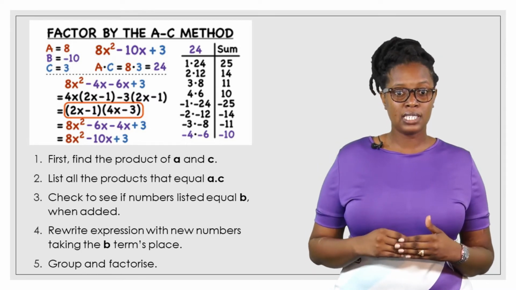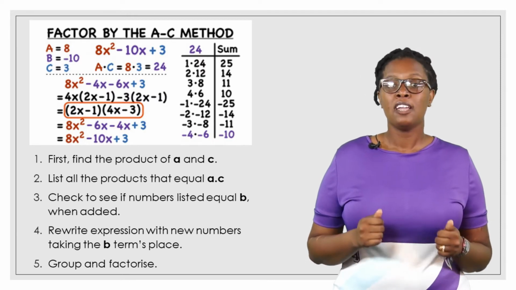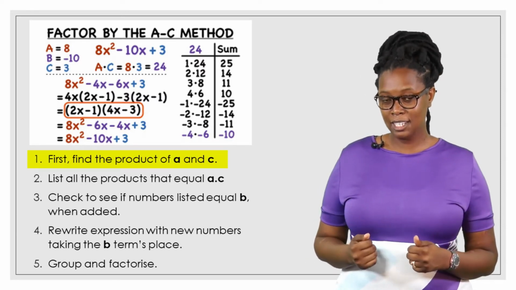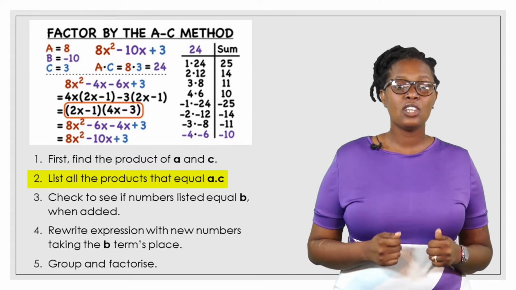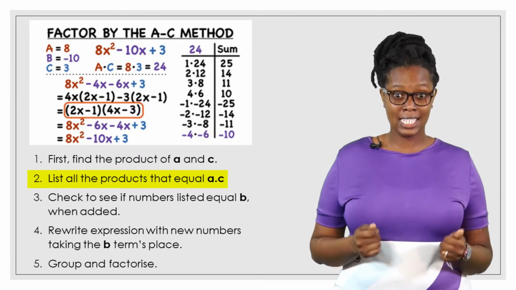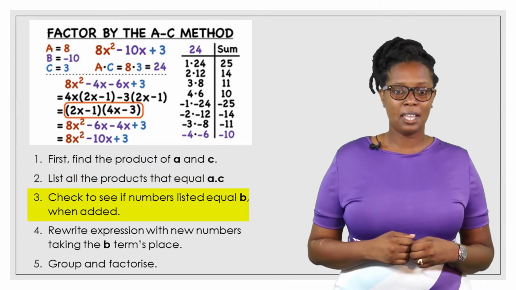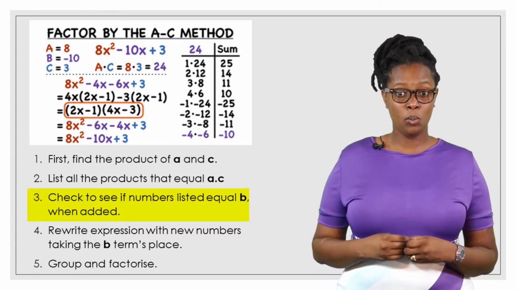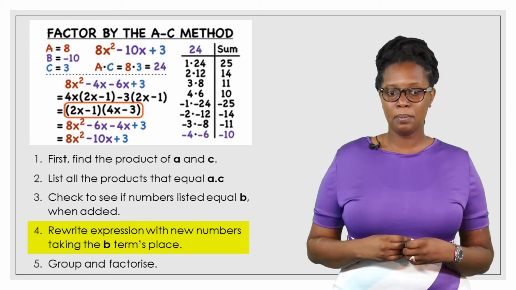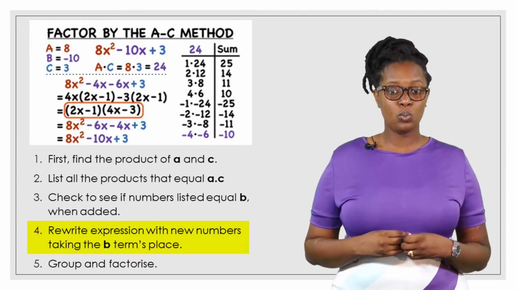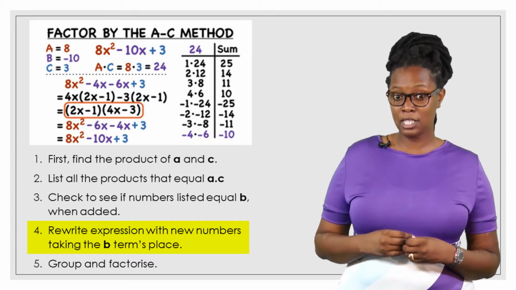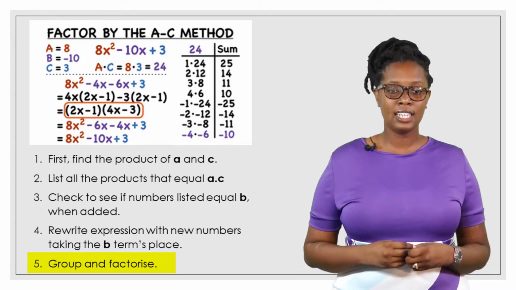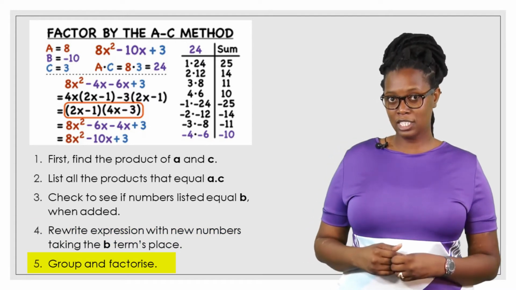So to refresh ourselves, the first step would be to find the product of A and C. The second step, list all the products that equal A times C. The third step, check to see if the numbers listed equal B when added. The fourth step, rewrite the expression with the new numbers taking the B term's place. And the final step, group and factorize.